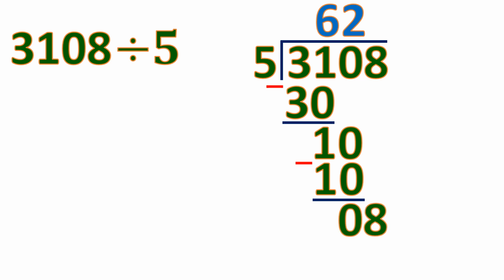Then bring down 8. Then we divide 8 by 5, so it will be 1, because if you make it 2, then 2 times 5 is 10, which is more than 8. So 1 times 5 is 5, and then we subtract. So the difference of this is 3, and we have nothing to bring down because the number is only up to 8. So that means the 3 is our remainder. So we put here r as remainder and then 3. So the quotient of 3108 divided by 5 is 621, remainder 3.